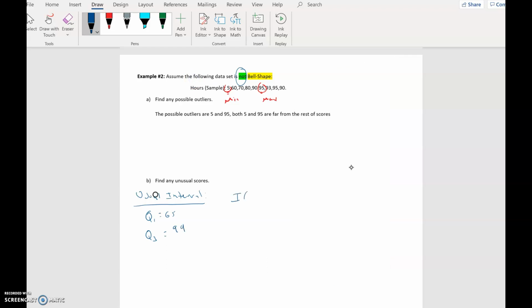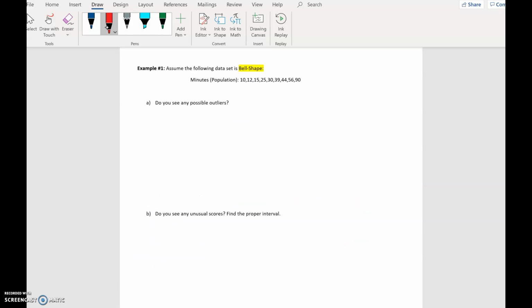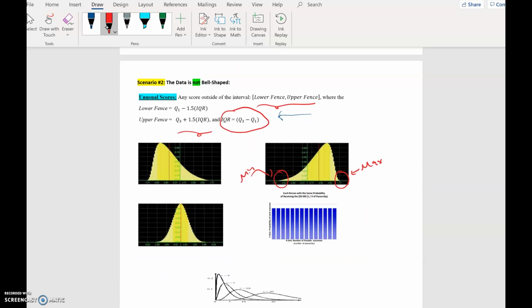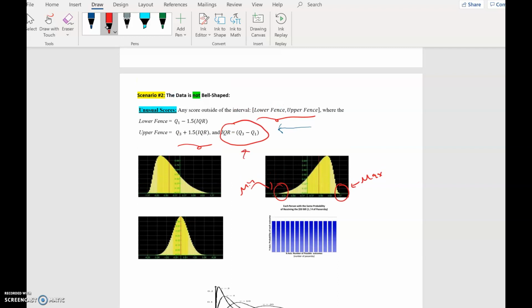Now, the first calculation that we need is the IQR. And this is going to be Q3 minus Q1. So 94 minus 65, which is going to give us 29. Let me double check that. 94 minus 65, that's 29. And then let me just go back to the formulas. So that's the formula that we're evaluating.